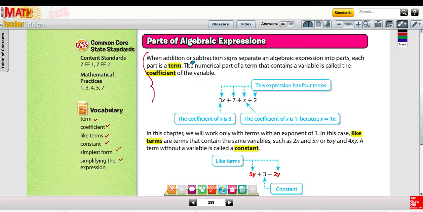Remember that terms are separated by addition and subtraction signs. In this example here, we have 1, 2, 3, 4 terms. Anytime there is a number in front of a variable like this right here, the coefficient is the number out front. In this case, it's a 3. Even though this x is hanging out by itself, there is a coefficient there. We don't normally write the 1, but the coefficient is 1.